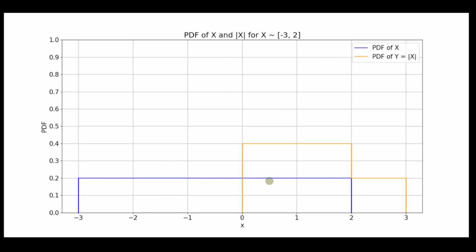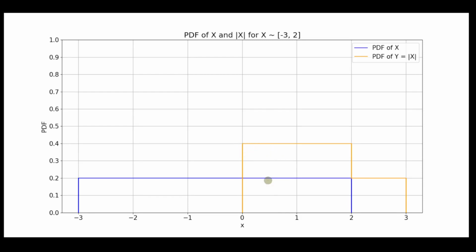But this is not true for y. Y has two values, distributed between the ranges. For some range its value is 0.4, that is 2 by 5, and for some range it is 1 by 5. So when y falls in the range 0 to 2, it is equal to 2 by 5. Why is that? Can you notice that graphically?